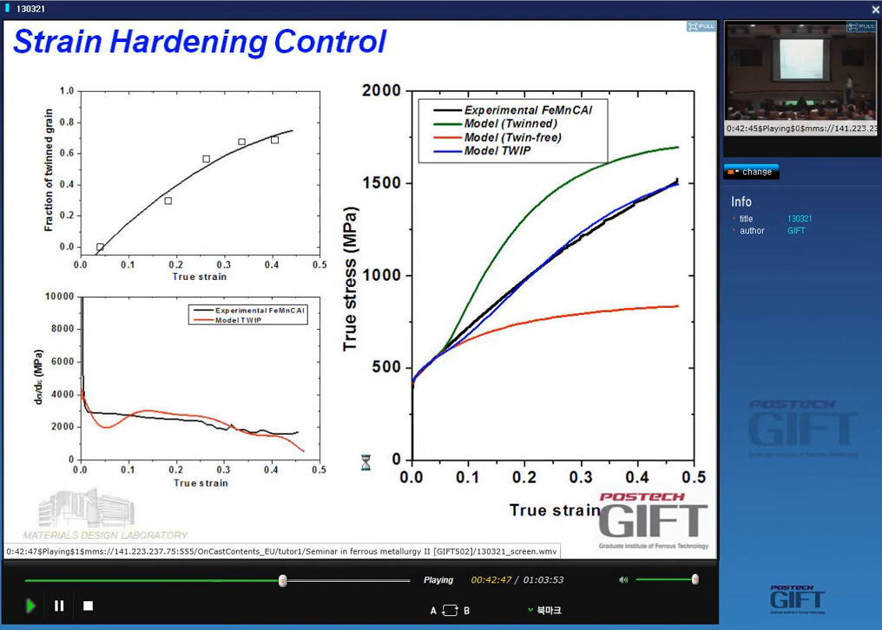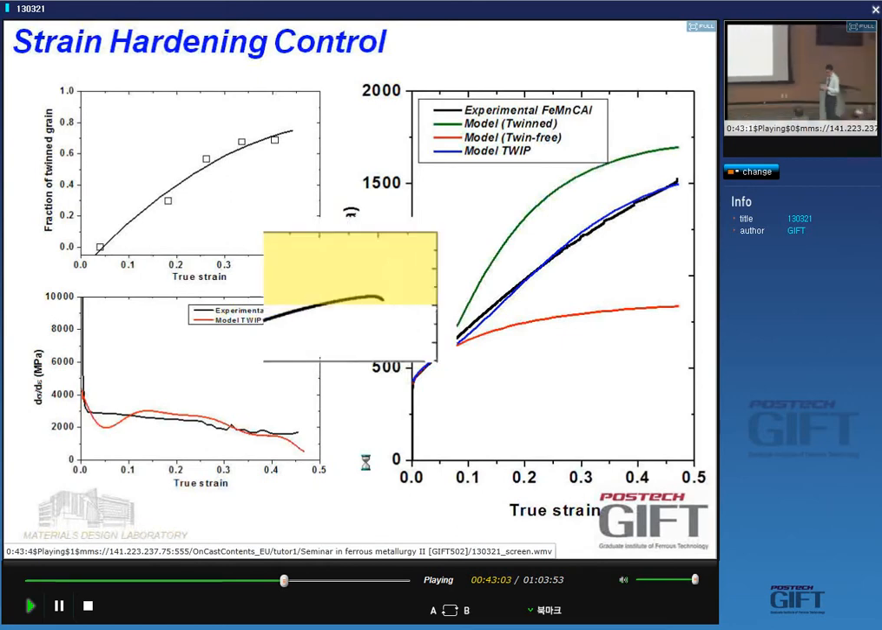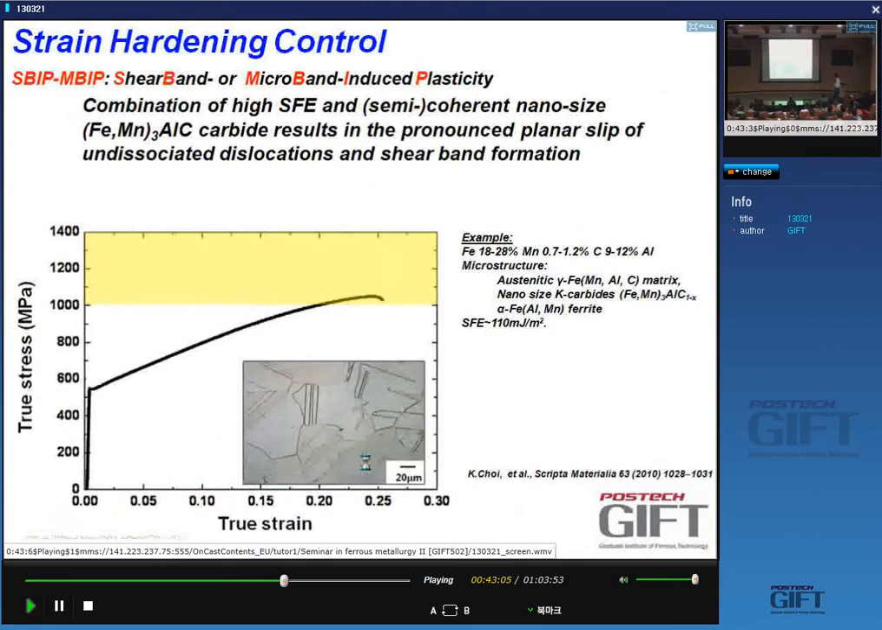Well, this would happen. You wouldn't reach the 1,000 megapascal anymore. Yeah, and if on the other hand, you would be able to have the full microstructure twin, this is what you would have as properties. So this is a picture of the shear band induced plasticity system. Again, very nice mechanical properties, very smooth, high strain rate hardening. This is, again, a single phase material.